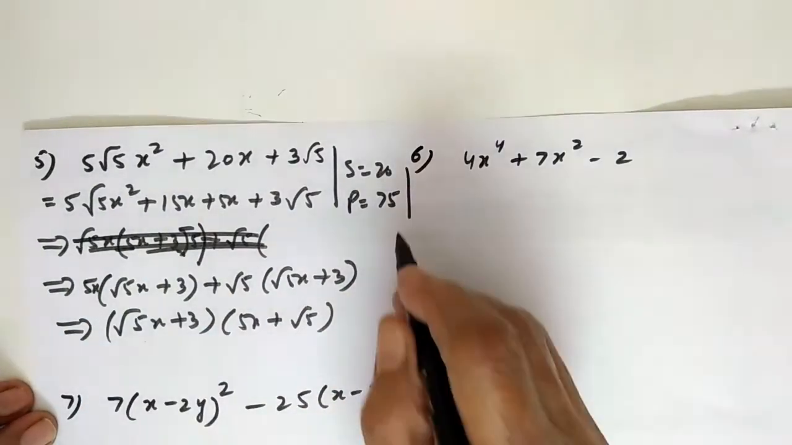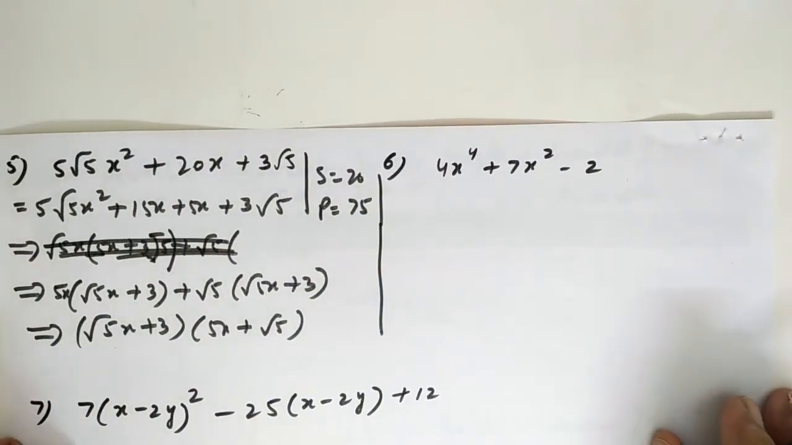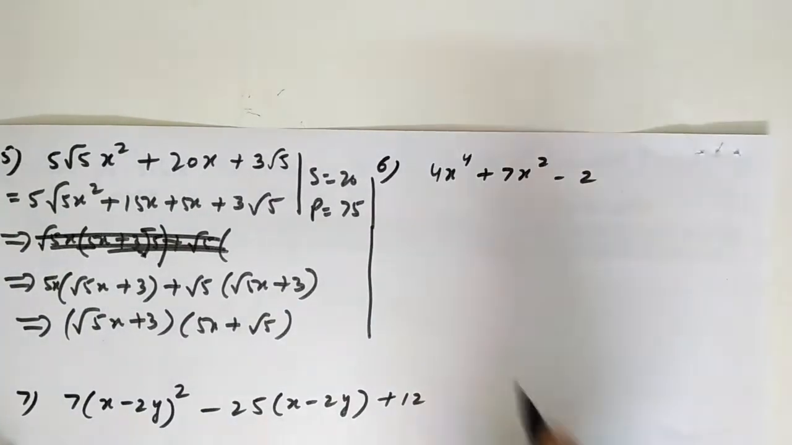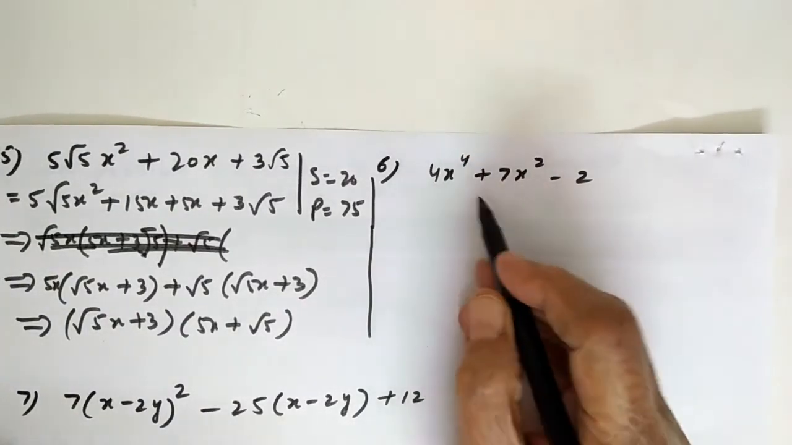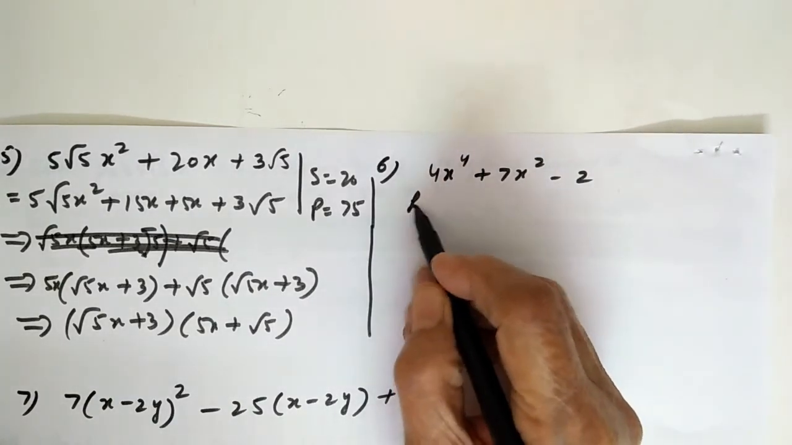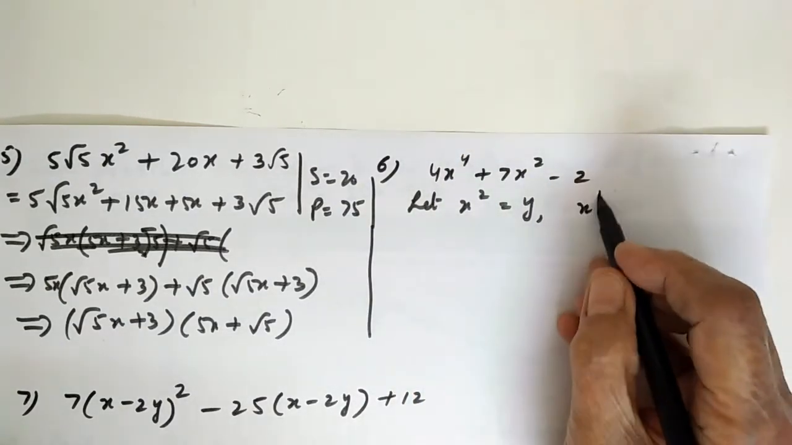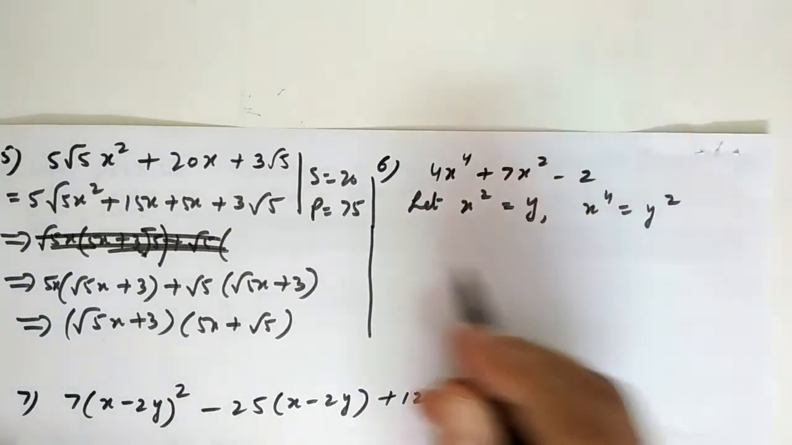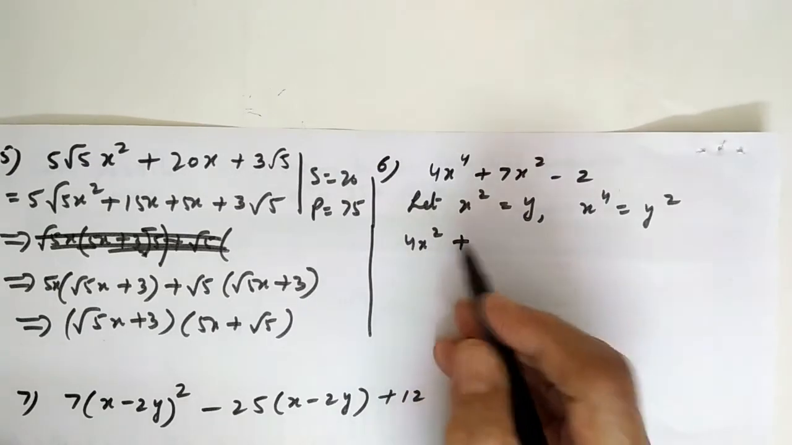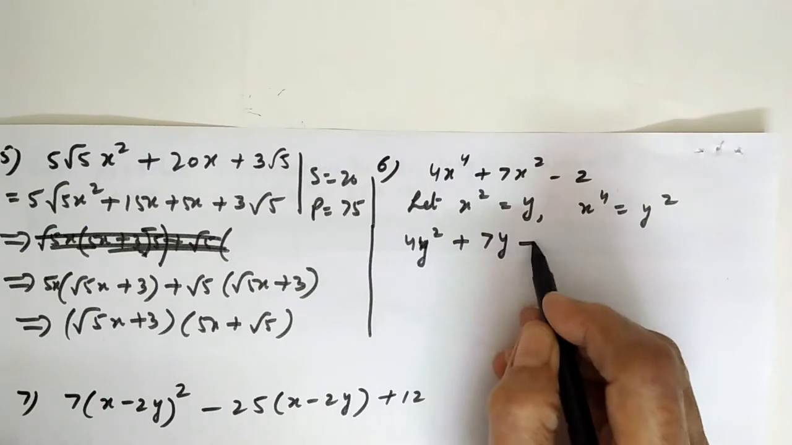Next is question number 6. Now this is not a quadratic, it is biquadratic having power 4. इसके लिए you have to convert it into the quadratic. Let x square is equal to another variable y, so x to the power 4 will be y square. So our quadratic will become 4y square plus 7y minus 2.